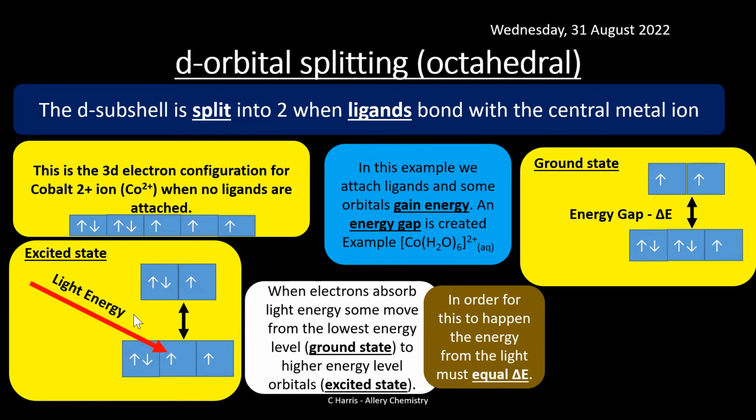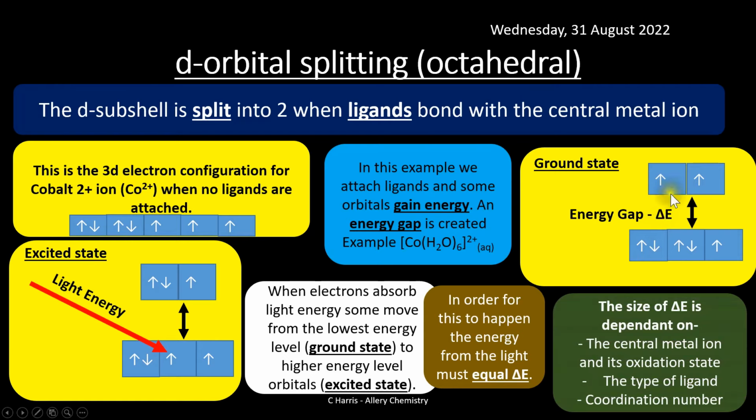Now, in order for this to happen, the energy from the light that's been absorbed must equal the energy gap, that's delta E. The size of delta E, the size of this gap, is dependent on the central metal ion and its oxidation state. It also depends on what ligands we have bonded to it. In this case we've got water, but you might get different energy gaps using chloride ions, for example, and it depends on the coordination number, hence the shape. So this is an octahedral d-orbital splitting, where we get 3 orbitals at the bottom and 2 at the top.